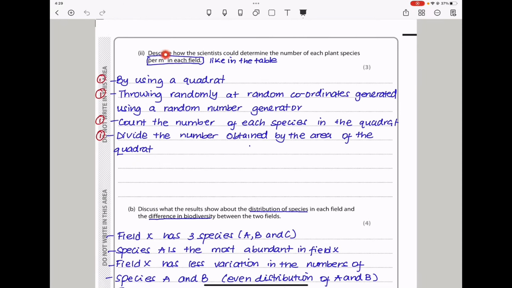Here they say, describe how the scientist could determine the number of each plant species per meter squared in each field. So just use a quadrat. You have to throw it randomly at random coordinates generated using a random number generator, and then count the number of each species in the quadrat, then divide the number obtained by the area of the quadrat. Because remember, per meter squared means per area, so just get the number per area of quadrat, and you'll be able to get the number of organisms per meter squared.